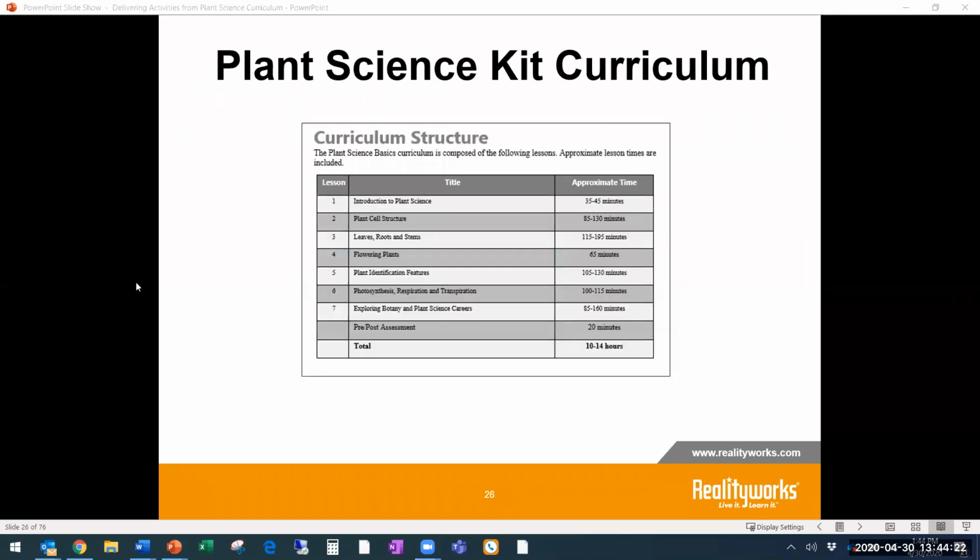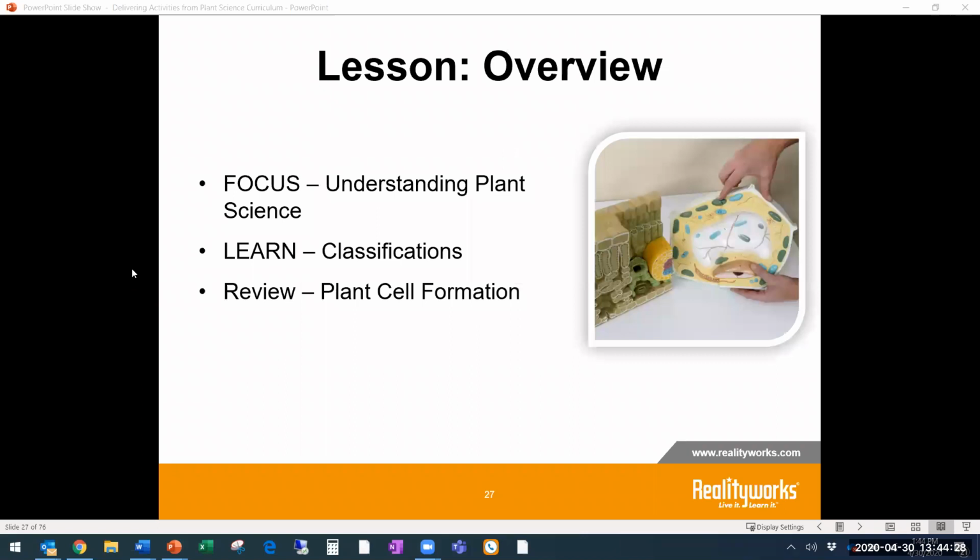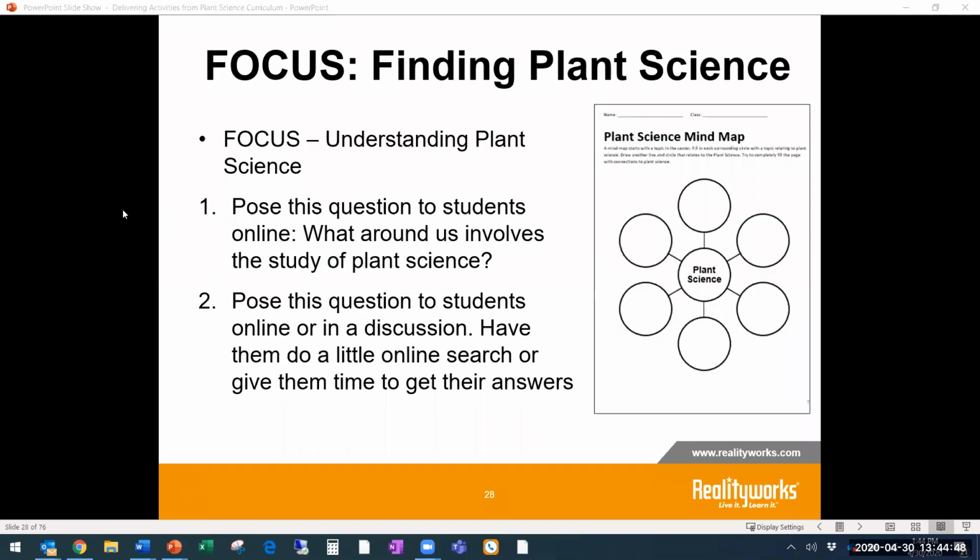So with that being said, I'm going to walk through a little bit of the Plant Science Kit curriculum for you. Starting with an overview, this is one of the things you could do, and what we would suggest for plant science is to start with a focus, understanding plant science, move to classifications, and then do a review and get into the plant cell formation.